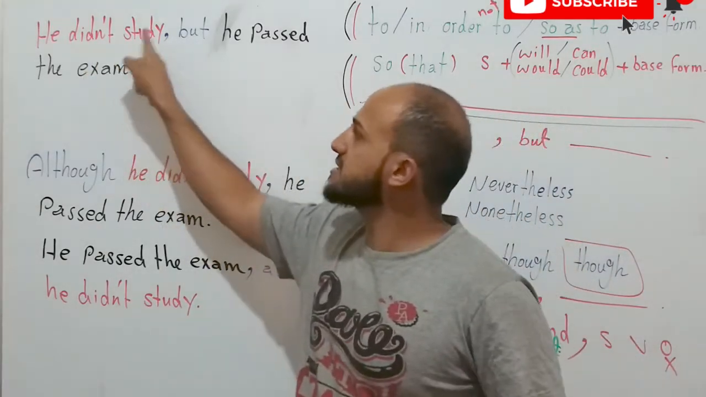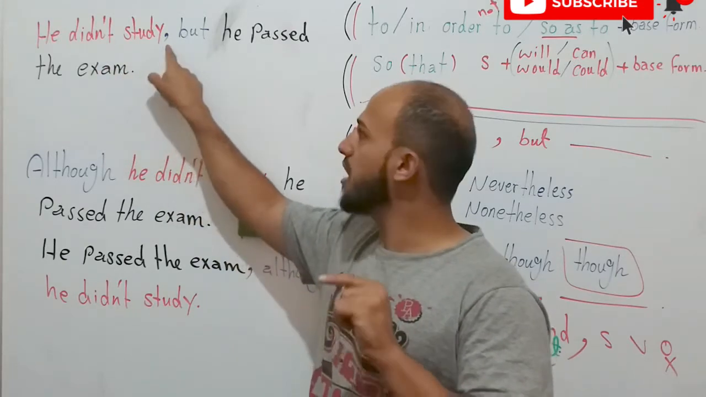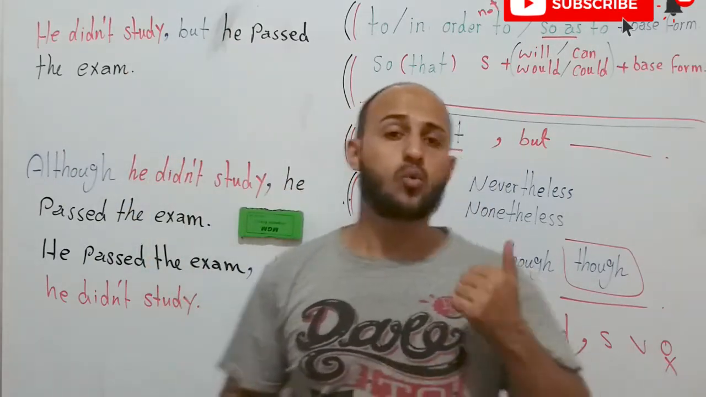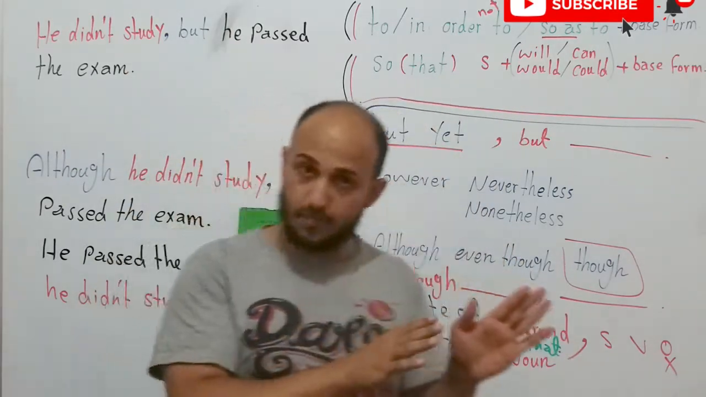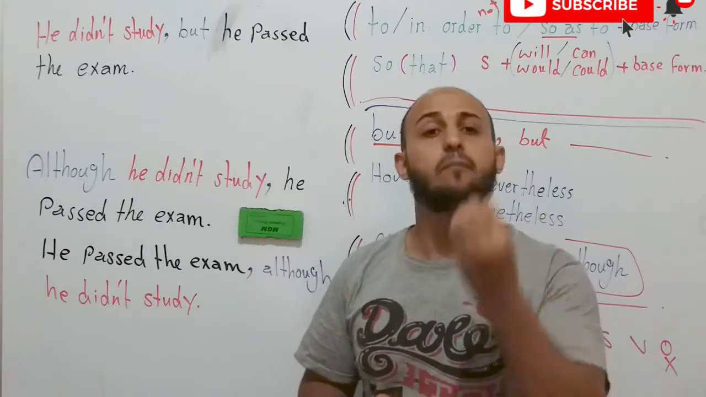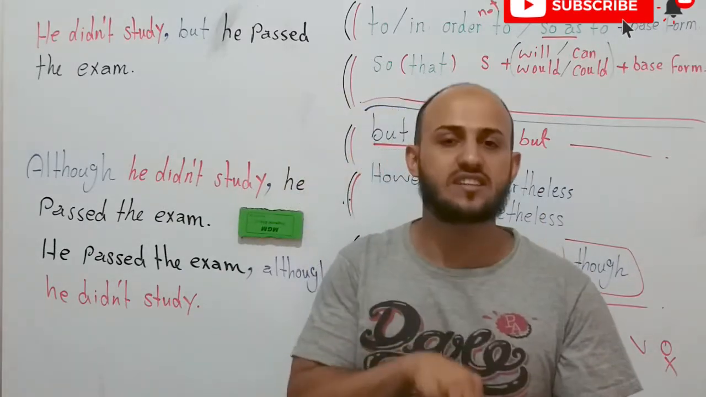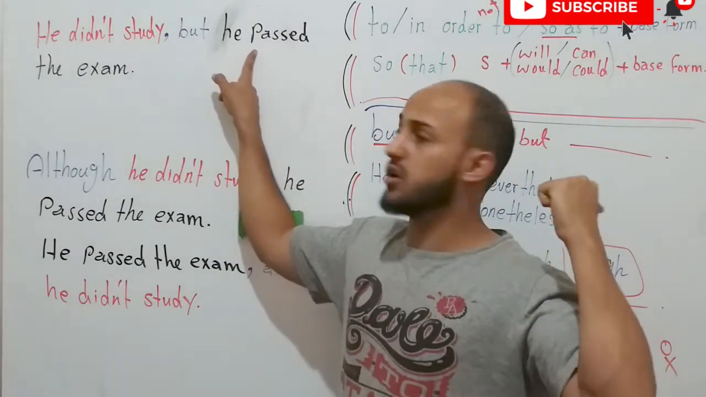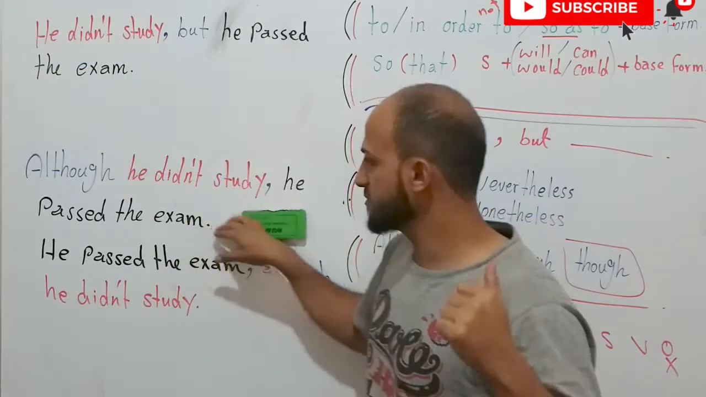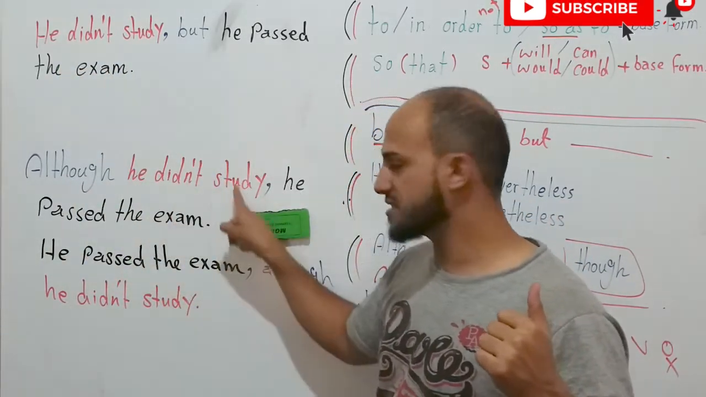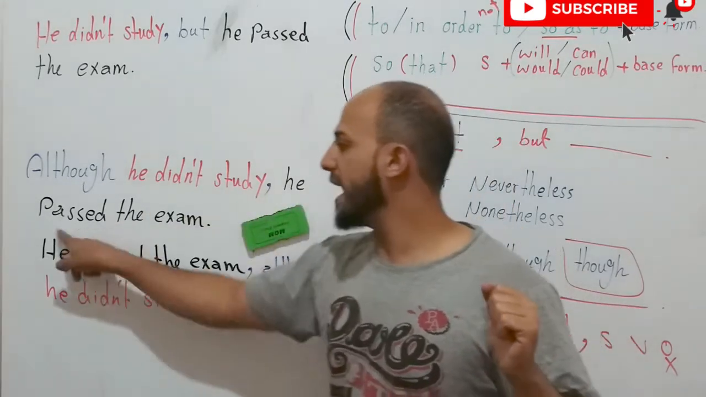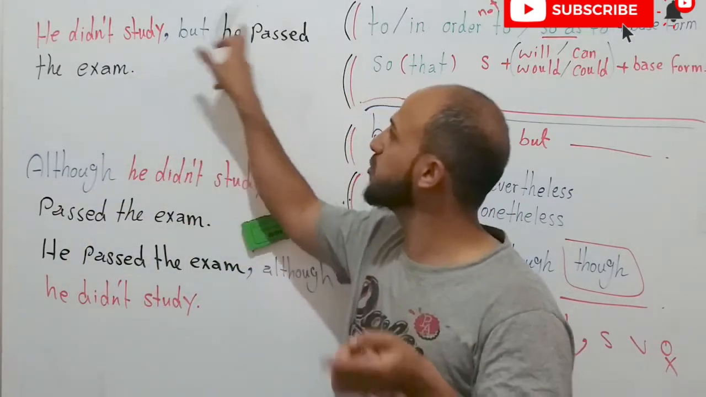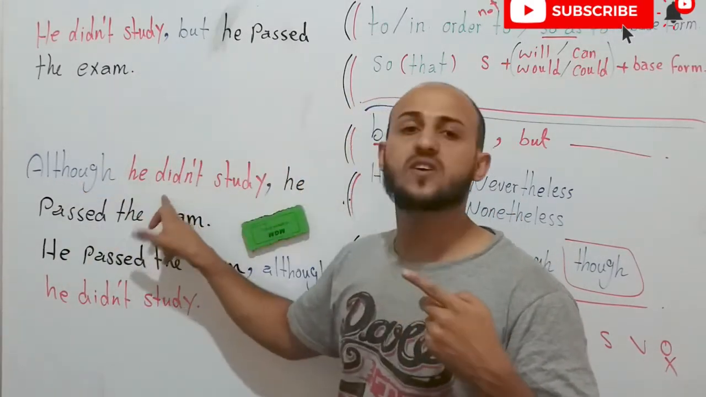I said he didn't study hard, or he didn't study, comma, but. But is with this sentence: he passed the exam. When you use although, you use it the same. It has the same meaning as but, not the same position in the sentence. Here, but with this sentence. If you want to use although, you use although with this sentence, like this: Although he didn't study, comma, he passed the exam. You get the idea? It is about the position, but with the second sentence, although with the first sentence.